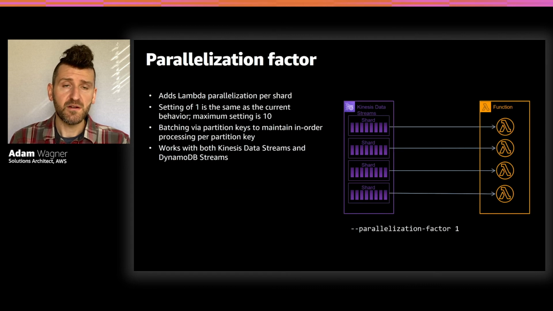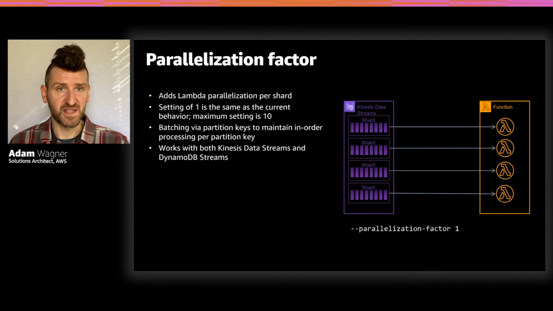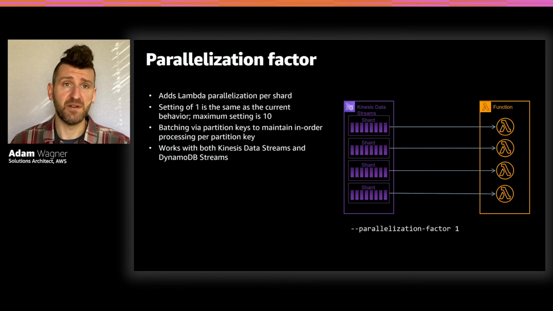So the other relatively new feature is parallelization factor. I mentioned this earlier. We talked earlier about that one-to-one mapping of Kinesis shards to concurrent Lambda invocations. And if a single Lambda invocation isn't able to keep up with a single shard, maybe you're just doing lots of heavy processing on that data, maybe you have to do a lot of outbound network calls, API calls, whatever the reason may be, one of the options is to use parallelization factor.